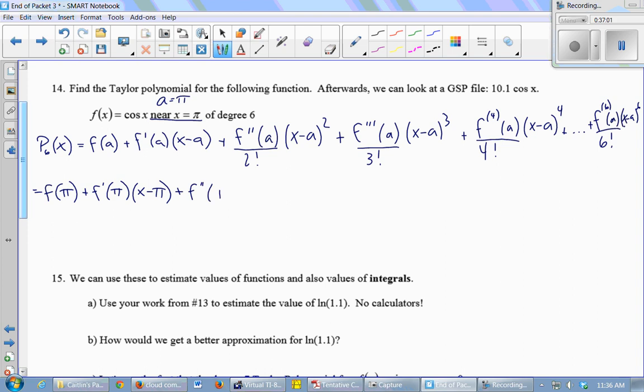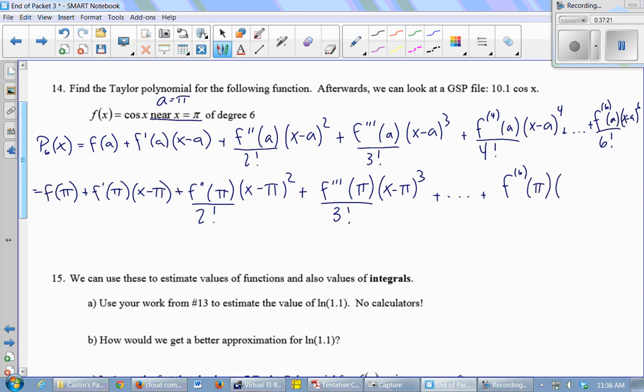Plus f double prime of pi times x minus pi squared over 2 factorial plus f triple prime of pi times x minus pi cubed over 3 factorial. And I don't want to keep writing these. I'm going to go to the 6th derivative evaluated at pi times x minus pi to the 6th over 6 factorial. So what I need to know is the function and its first 6 derivatives evaluated at pi. I don't really have enough room here, so I'll do it on another page.